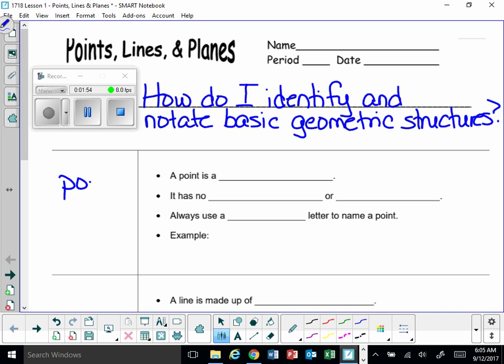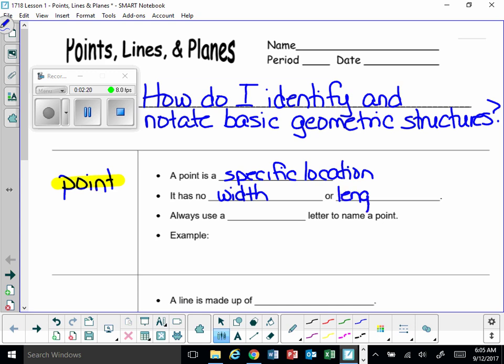A point is the most basic structure in geometry. Here we go with the highlighter. A point is a specific location. It has no width or length. In fact, it has no dimension.